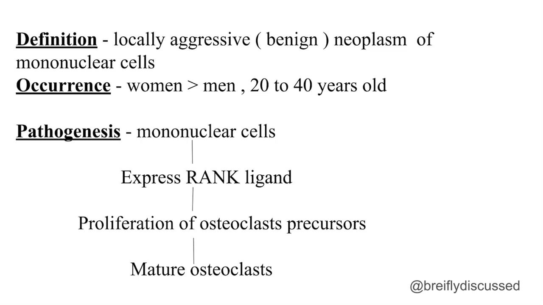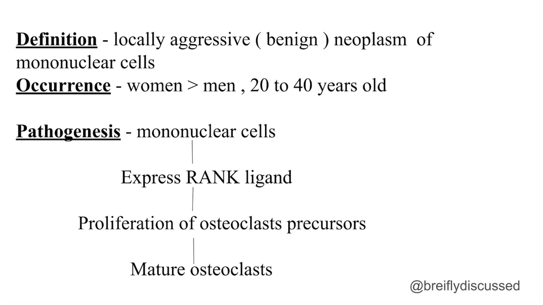So coming to the definition, it is a locally aggressive, benign neoplasm of mononuclear cells. So here the neoplastic cells are mononuclear cells. Occurrence is seen mostly in women of 20 to 40 years of age. Just like we said in our story, Fiona is a woman who is cursed with this terrible knee pain and she is aged between 20 to 40 years, right?